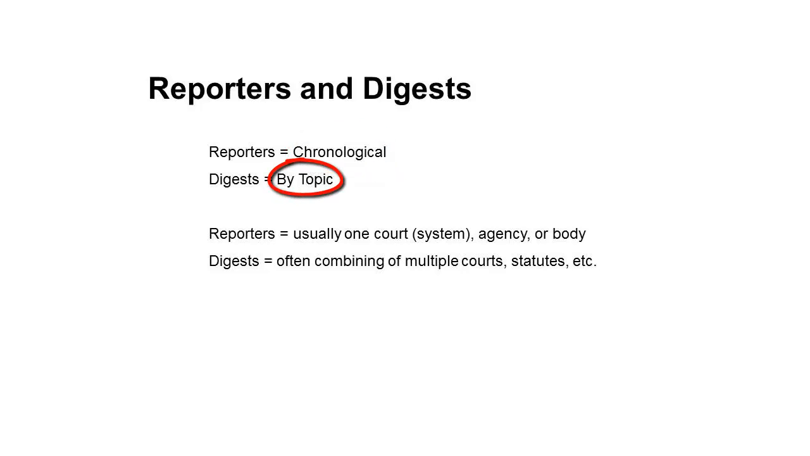So as a way of maybe getting a grip on this, your textbook is essentially what? I'm going to let you think about that for a second. Is it a reporter or is it a digest? Well, you should have answered digest, because essentially your book has various chapters about various kinds of things, but it's organized by topic. So that's sort of one way to think about it.